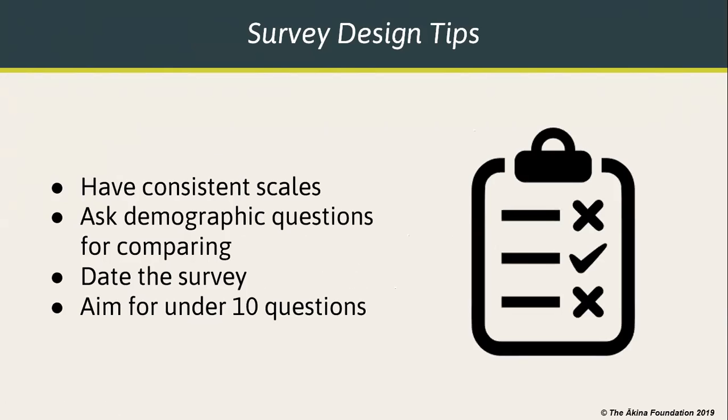You might have a program that's rolled out across a whole district, but you want to know which store within that district is being most effective. So you need to ask geographic information of the customers to be able to gather that data. So by asking a few demographic questions, suddenly your data is much more useful. Date the survey so that you can show change over time. That's a simple, easy one that people often forget. And just remember again, aim for under 10 questions, under 7 if you can, but certainly under 10.